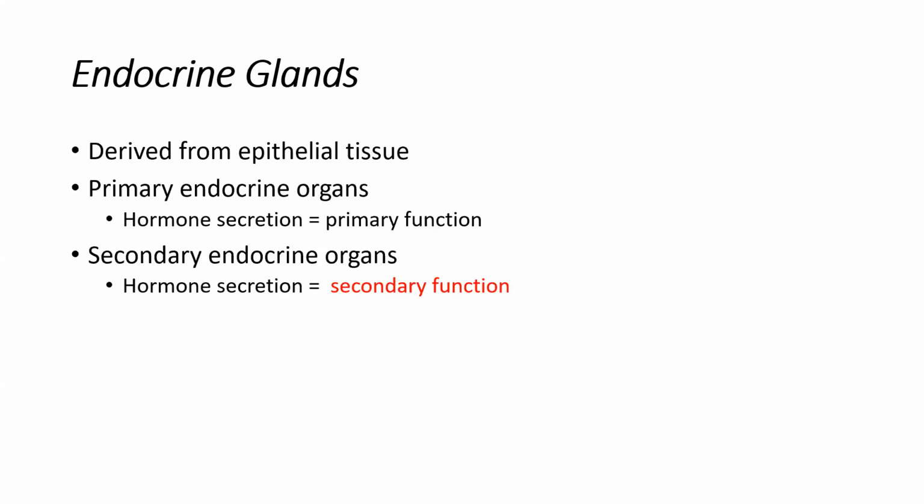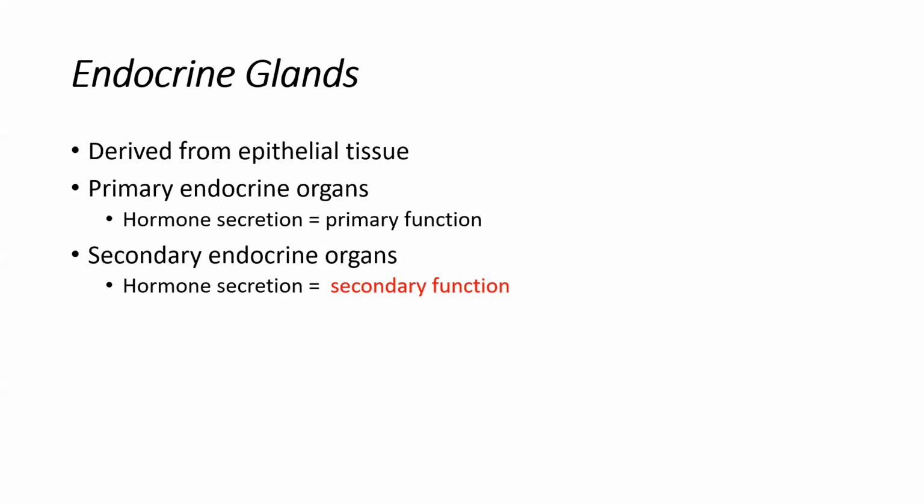Now, what sets an endocrine gland apart from an exocrine gland is that an endocrine gland releases something into the blood, and that we call a hormone. Whereas exocrine glands do not release their secretions into the blood. Their secretions are released by ducts, and then they release into some other body surface or body cavity.